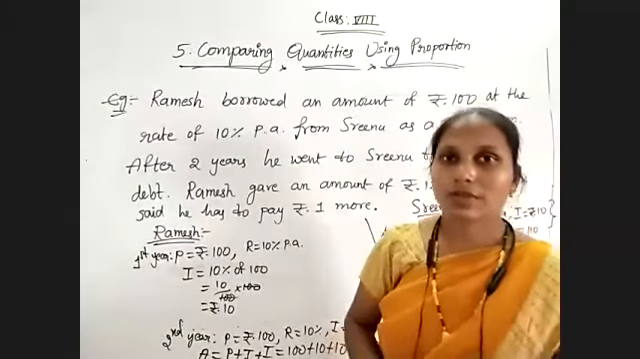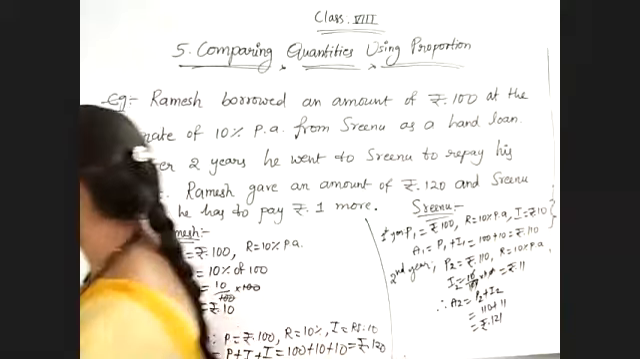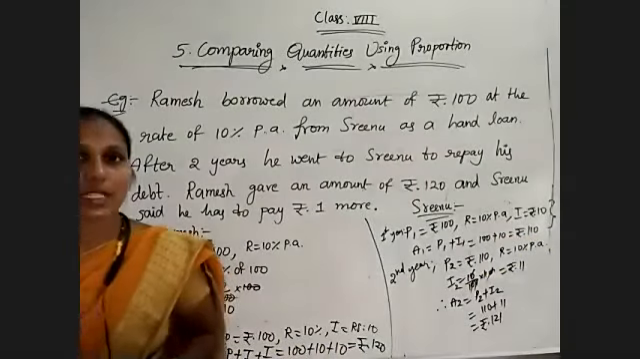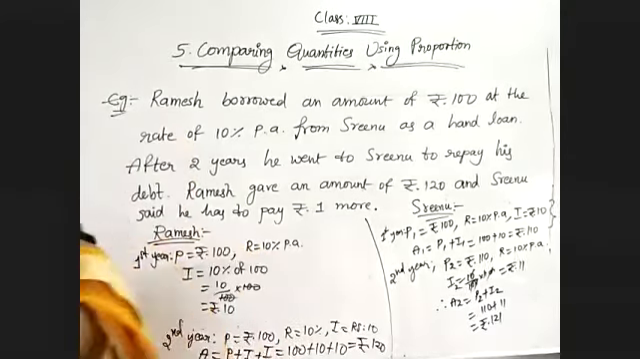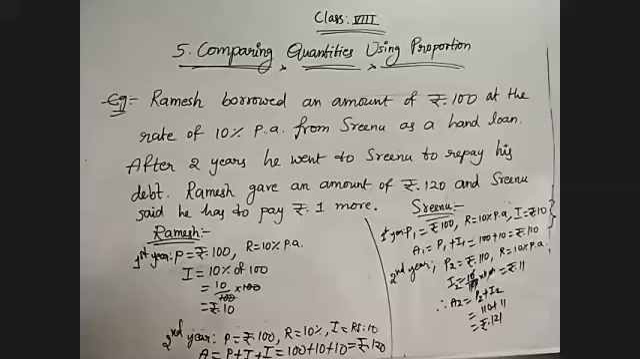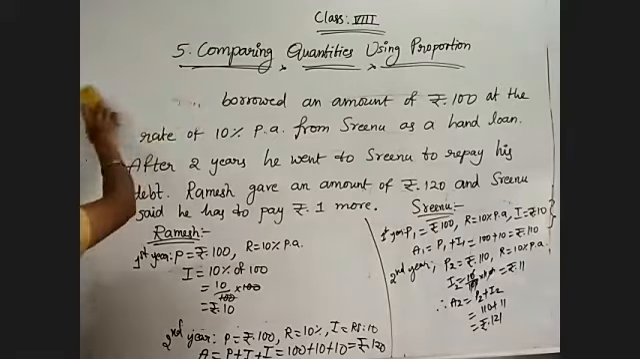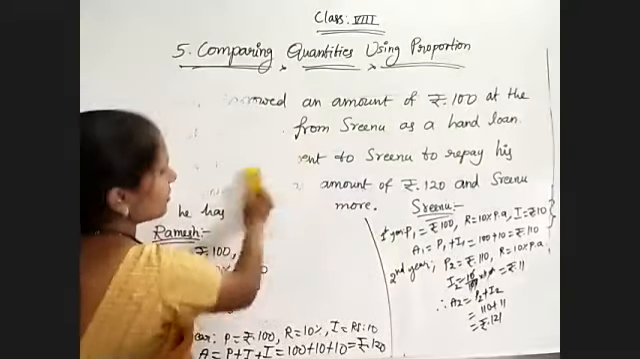Now we will see some examples, then we will understand clearly. Yesterday you have seen examples on simple interest. Now we will see examples on compound interest. And here we will understand about conversion period also.